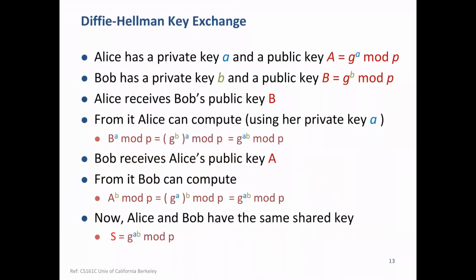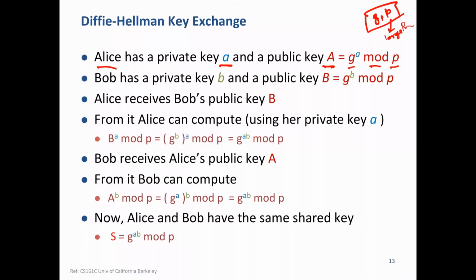Okay, so now let's go into a little bit more detail. Alice has a private key a, some random number she decides based on a pseudo random number generator. From that she derives a public key A, which is equal to g raised to the power a mod p, given that g and p are known to everyone and p is a large prime.